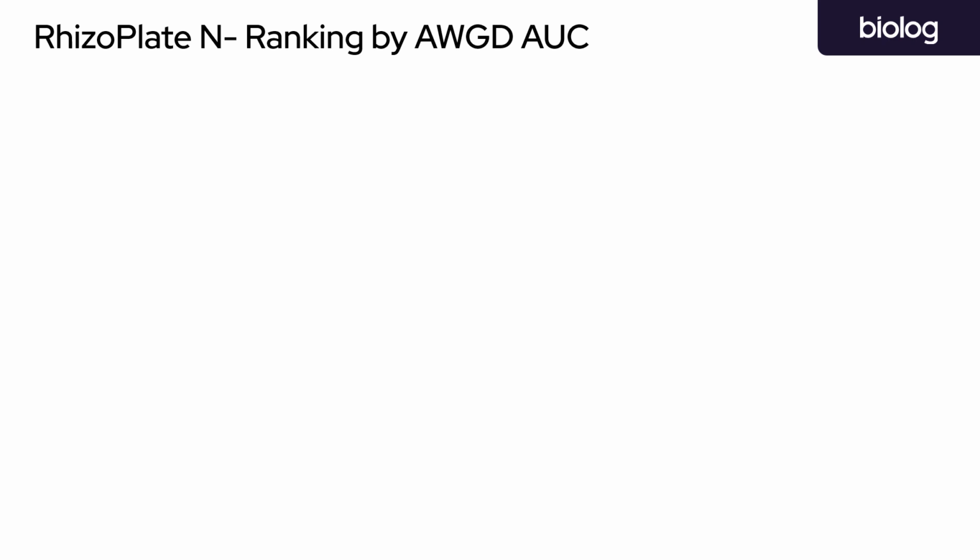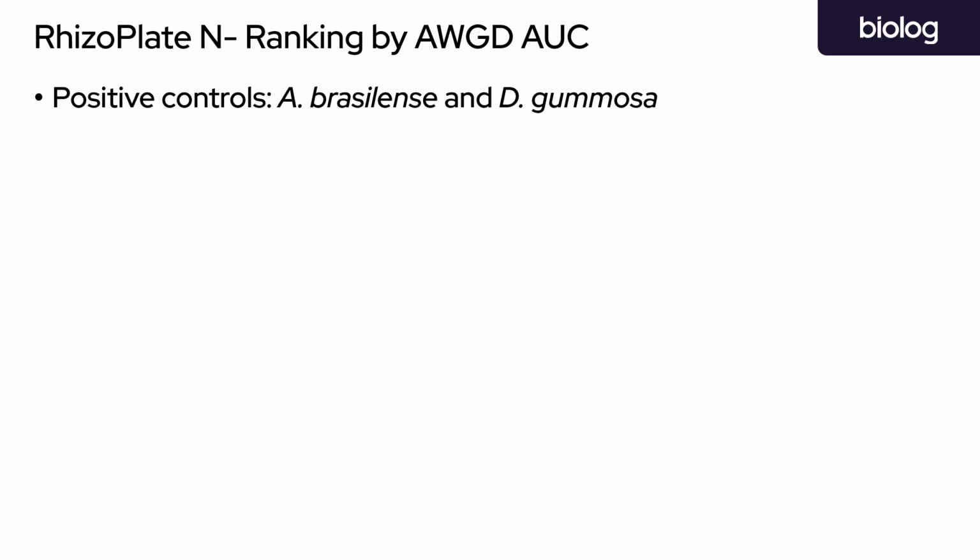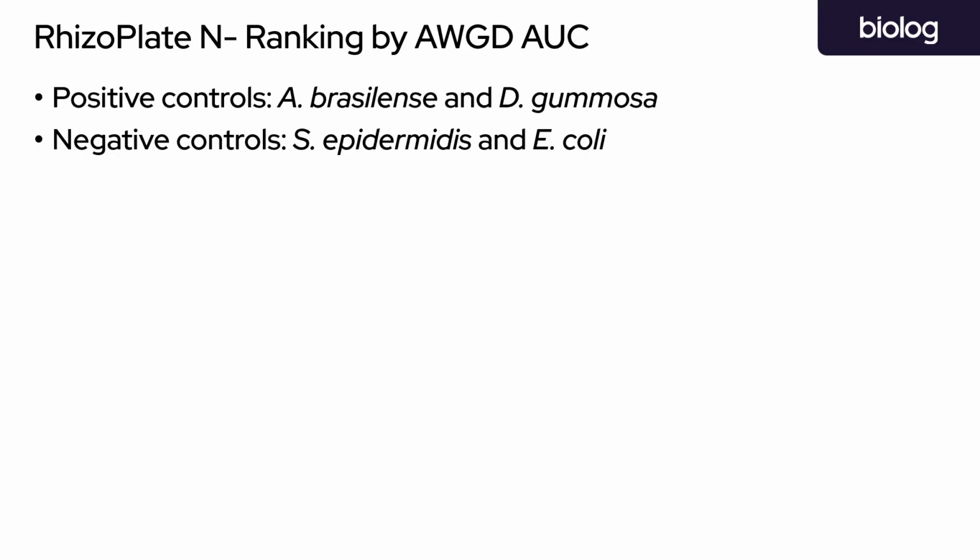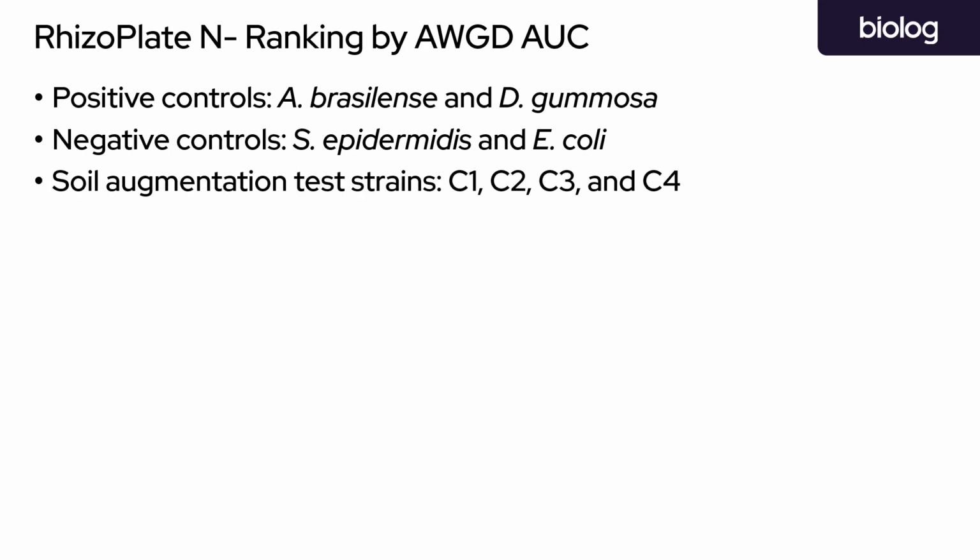Let's take a look now at a real-world example where candidate engineered strains are being ranked for their nitrogen fixing ability by plotting their normalized average well growth development and calculating the area under the curve for each of those plots. This gives us a quantitative way to rank the candidates. So here we used a couple of positive control strains commonly found in the rhizosphere, A. brasilense and D. gamosa, which are both known to fix nitrogen. We also included two strains which are known to not fix nitrogen as our negative controls, S. epidermidis and E. coli. Finally, our candidate engineered strains, C1, C2, C3, and C4, which are candidates for adding to a soil.